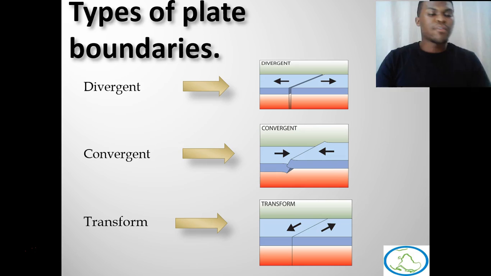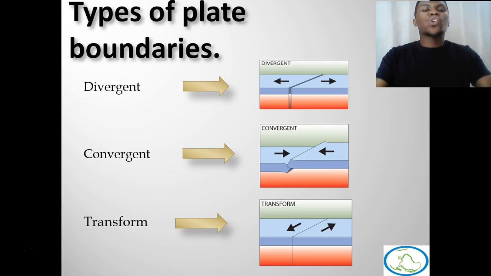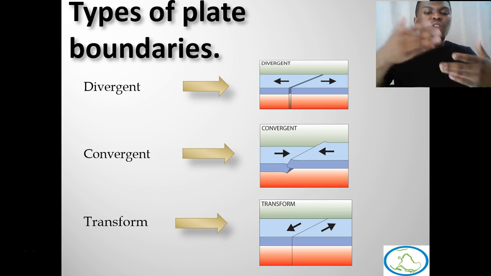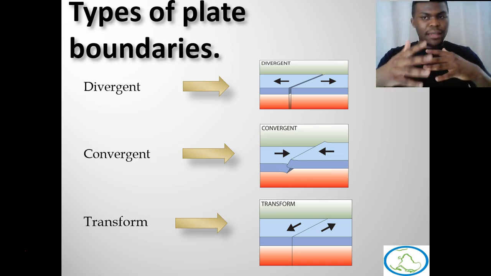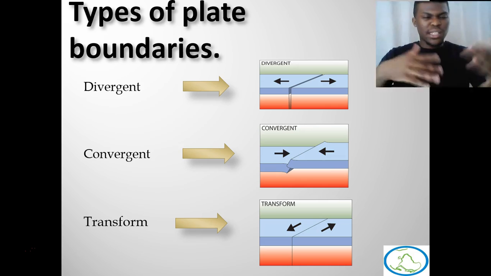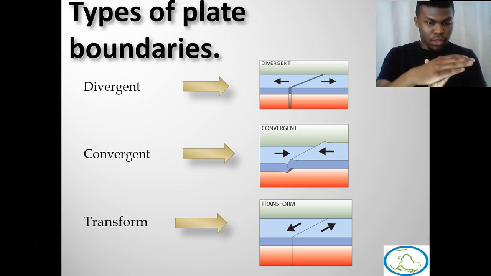So what are the different types of plate boundaries? We've got the divergent boundary, whereby plates move further apart from each other. It occurs at oceanic plates, and it usually causes the rise of mid-oceanic ridges and causes catastrophic disasters such as tsunamis, earthquakes, and volcanoes. Then we've got the convergent plate boundary, whereby plates move towards each other, and it usually occurs beneath the continental plate and at the subduction zone, and it causes fold mountains, right?